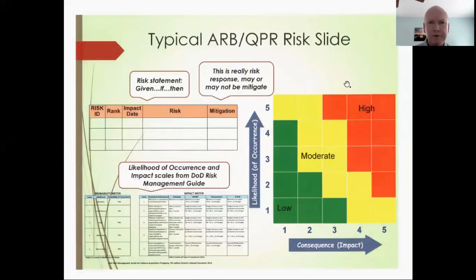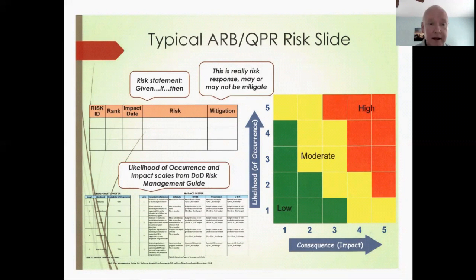Here is a typical acquisition review board or quarterly program review risk slide. I think it came out of standard DoD type manuals, otherwise known as the stoplight chart, the red, green, yellow, where you multiply the impacts and the probability on the horizontal and vertical axis. The risk will show up in one of those areas, and you really focus on the stuff that's in the red, which is high. That's what those are typically used for, right?